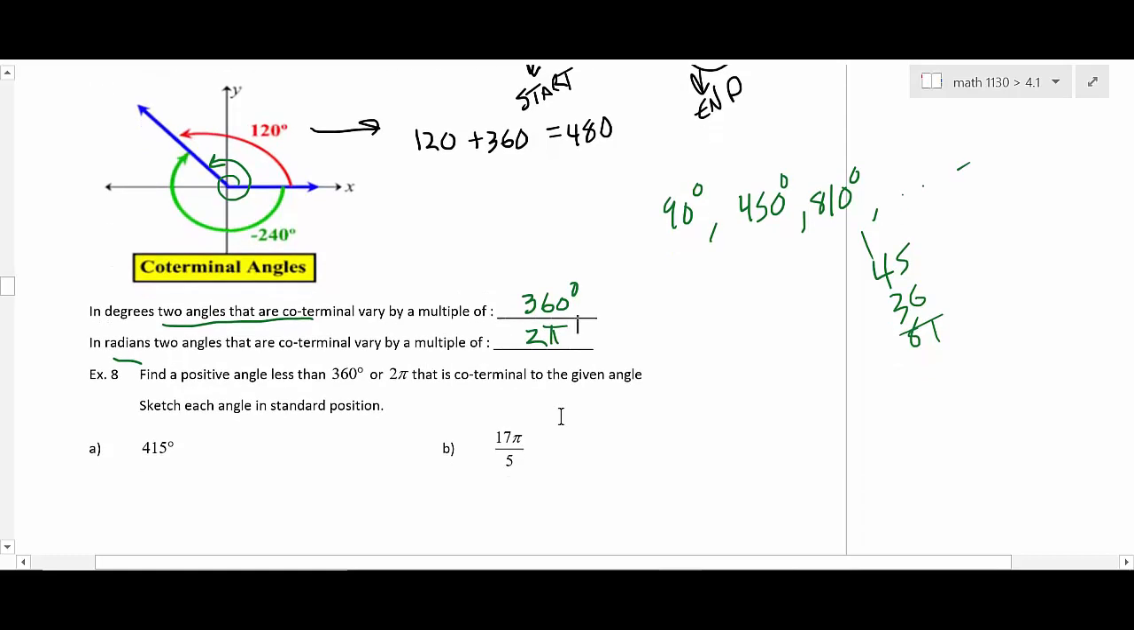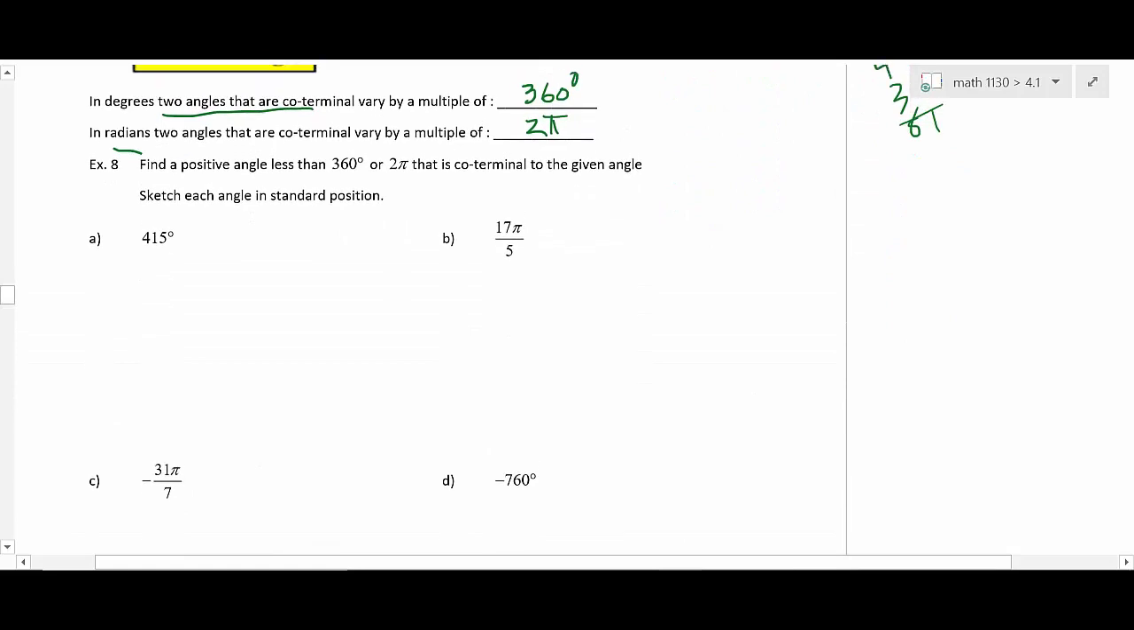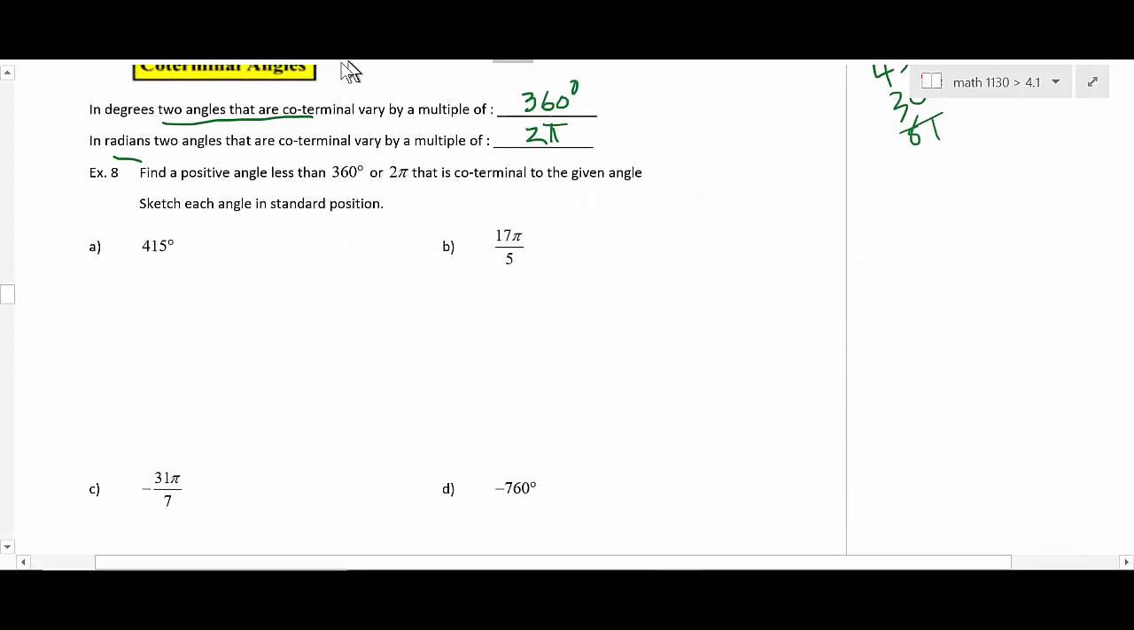So what I'm going to do to go over this is do these examples and then we'll take a break. What the directions of the problem say is find a positive angle that's less than 360 if you're in degrees or 2 pi if you're in radians, and then we'll draw a sketch of each one of these. So on this one you would take 415 and subtract off 360 degrees. If you did that, what is that, 55 I think? So that's 55 degrees. So you would have a 55 degree coterminal angle.